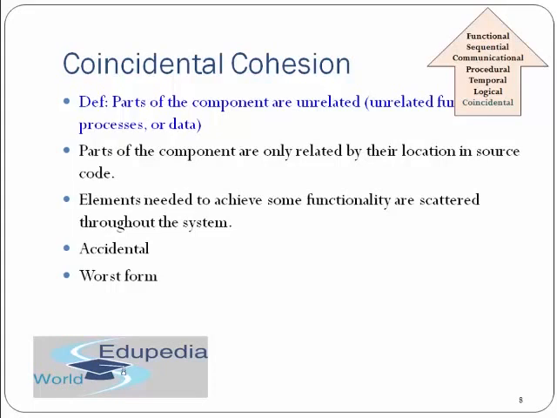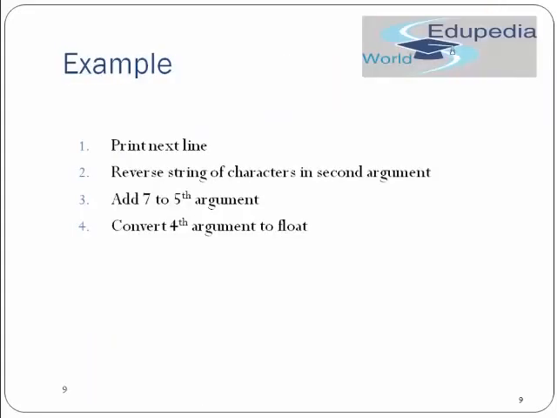So that means coincidental cohesion: elements needed to achieve some functionality are scattered throughout the system. If it is scattered, that is an accidental case, the worst form of cohesion. The example is like: print next line, reverse the string of characters in the second argument, add 7 to 5, convert the fourth argument to 4. You can see these are four lines of code which are actually unrelated. After printing the next line, we should do something related to the first line, but what the second line is doing is not related anywhere. Rather, we should arrange it in a way that makes some sense.